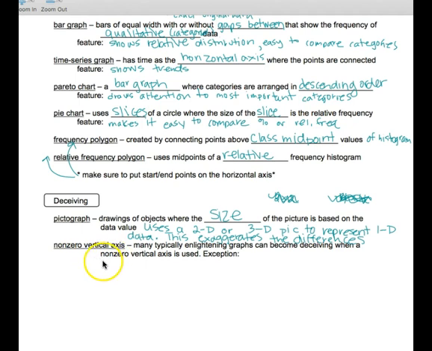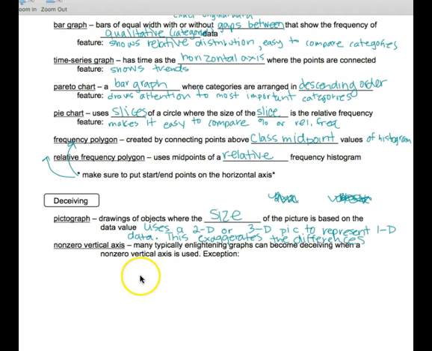The other thing that isn't a specific type of graph, but it's something that is done in a lot of graphs that makes them deceiving, and that is using a non-zero vertical axis. So you can look in your text in the reading, they definitely give you some examples of this, but when you start your vertical axis at something other than 0, it can make the differences a lot more exaggerated, just like a pictograph does. Now, this isn't always the case.